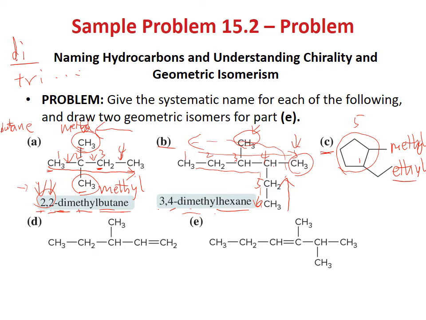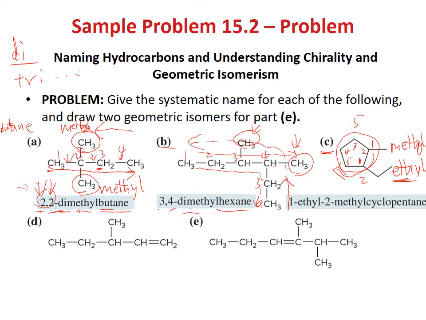So you go this way, 1, 2, so that the number is the smallest for the alkyl groups. So 1, 2, 3, 4, and 5. So 1-ethyl, 2-methylcyclopentane. Now if you go this way, that would be 1-methyl, 2-ethyl, but the ethyl should be in front of methyl because of alphabetical order.